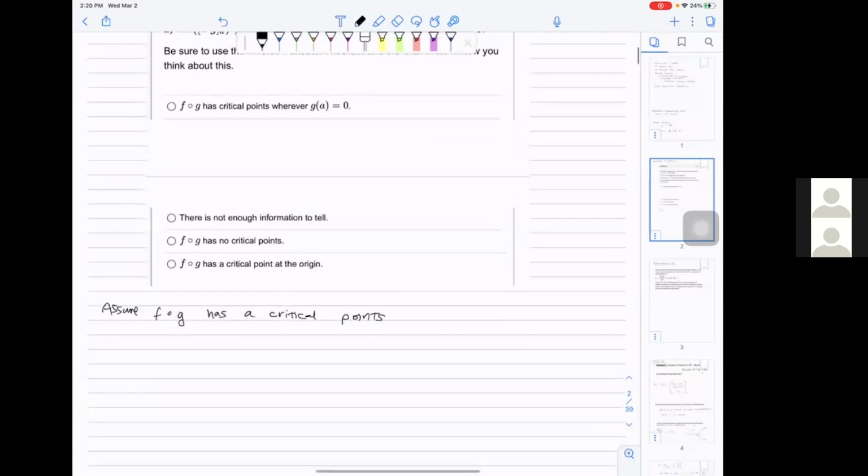If we assume that f of g has critical points, what do you do to solve for a critical point? You always find the derivative and set it equal to 0. That's always the first step when finding critical points. So if this composition has a critical point, this derivative set equal to 0 gives you something. Sorry, this is the derivative matrix. Then by the chain rule, this is df dg equals 0.